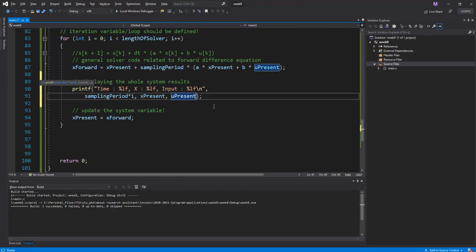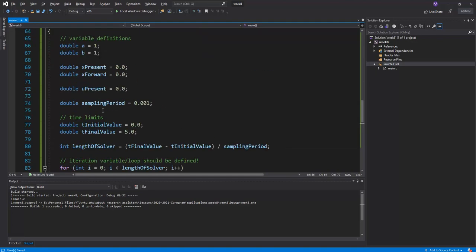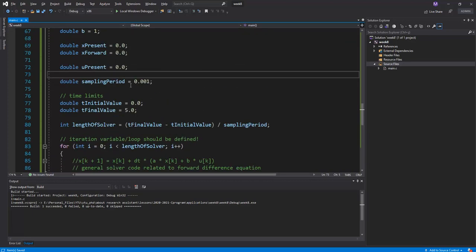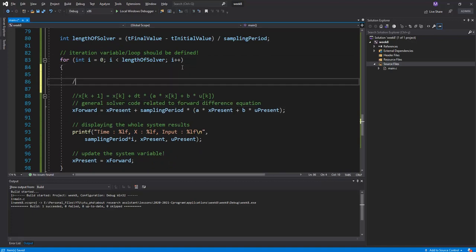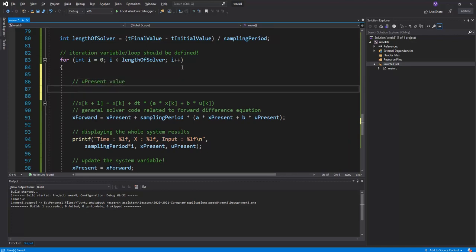U present. Okay, and so in order to change the u present value, which is the u value in here, we need to give some code in here. The u present value update can be accomplished by using these codes. U present each time is equal to 1.